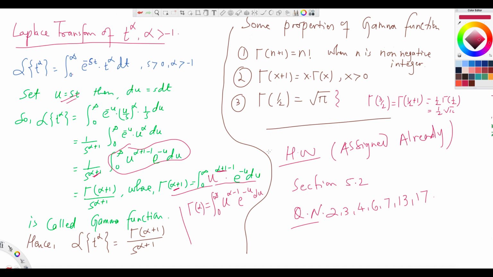So these are some of the properties, and then the Laplace transform of t to the alpha for any alpha greater than negative 1. And these are the homework problems from section 5.2. I think I assigned that already in the last slide, but just in case I have not: section 5.2, questions 3, 4, 6, 7, 13, and 17.